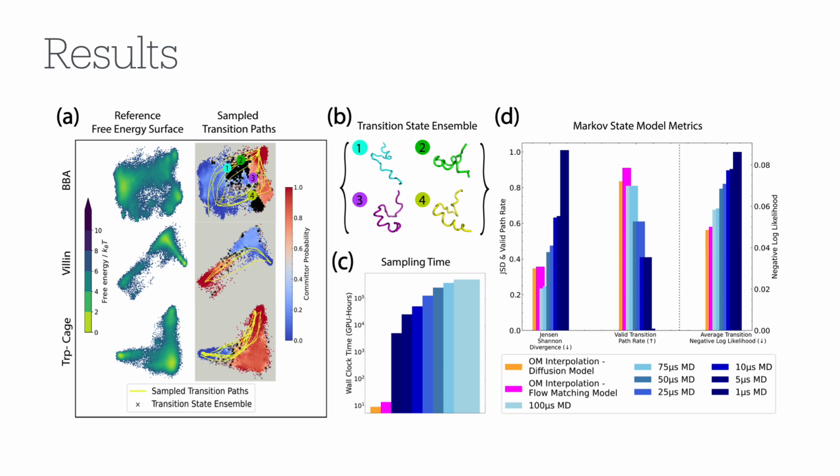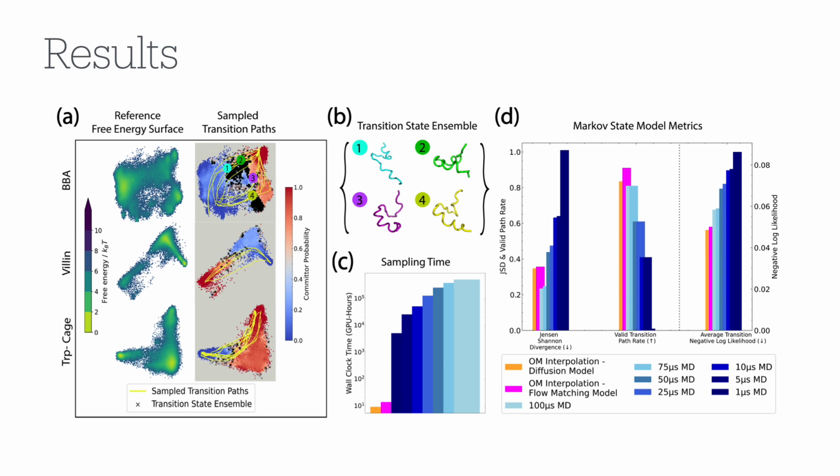Okay, so here's one great image that they had in the paper that just summarizes one of their results. They had a lot of different results, and they tested this on many different systems. But in picture A, we see the free energy profile of 3 different protein folding processes. Overlaid on the right side, you can see the OM sampled transition paths. And it looks actually pretty good, right?